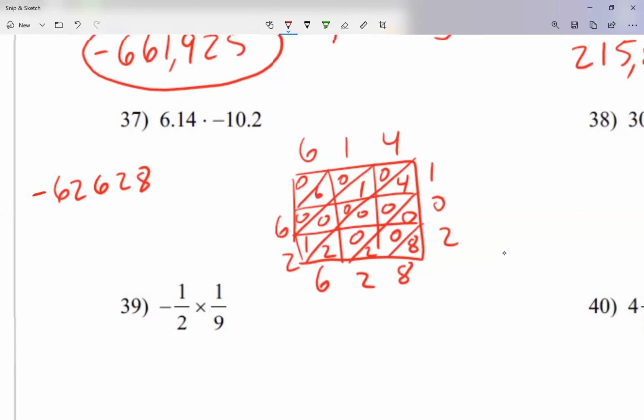62628. It's a negative answer because positive times a negative, it's a negative. Let me count my decimal places, like how many numbers after the decimal point. Here I have 2 decimal places. Here I have 1 decimal place. 2 and 1 is 3. So my answer should have 3 decimal places. So 3 numbers after the decimal point.